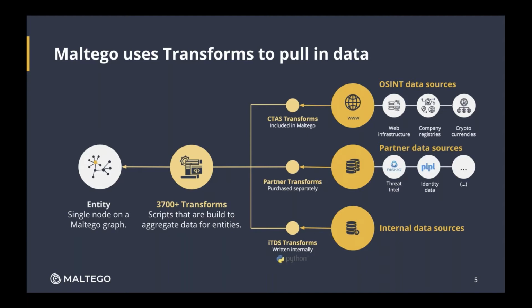In order to give you a very brief overview of all the terminology that might be used at a later stage of this webinar, very briefly, here is what Maltego consists of. I start on the left-hand side. Maltego graphs always consist of entities, and that is always a single connection or data point on a Maltego graph. It can be an IP address, a website, a domain, etc. In order to pull data onto a Maltego graph, you can run so-called transforms on those entities. These transforms can go into OSINT data sources, such as web infrastructure, company registries, or cryptocurrencies.